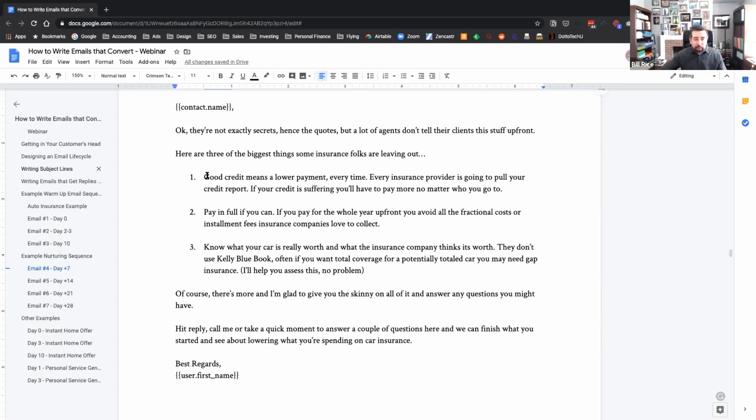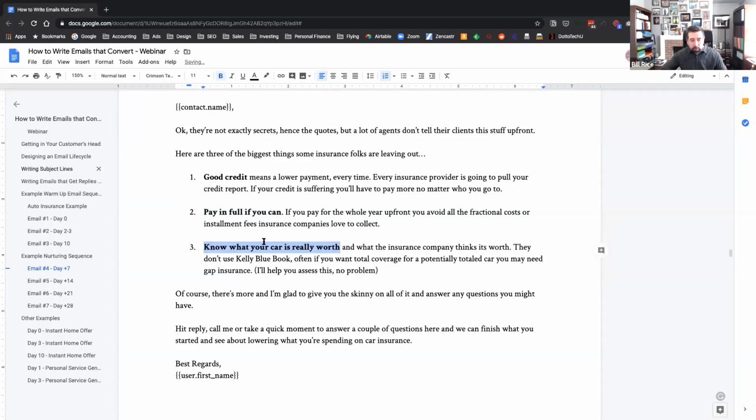Sometimes I'll just highlight, you know, good credit, pay in full, know what your car is worth, stuff like that. Sort of bullet, and I might even bold these, just so again they can scan them easier. So maybe I'd do something like this. Again, they really focus in on the key ones.